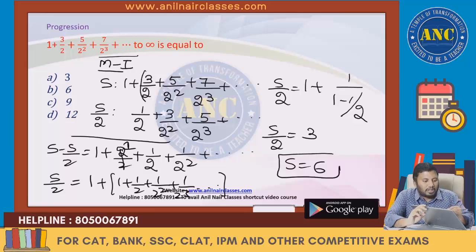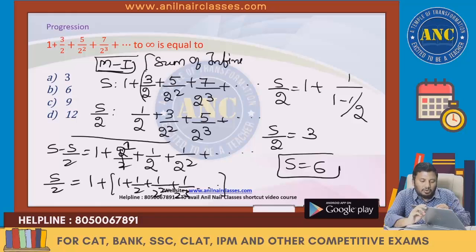This is another method. Divide it and try to use the sum of infinite terms in GP. Try to use this one.